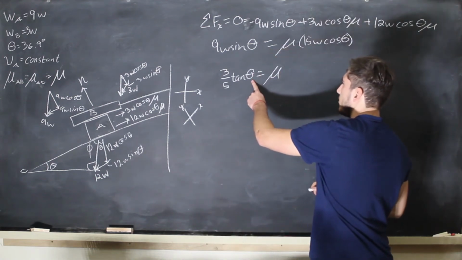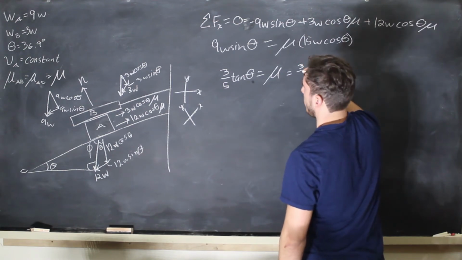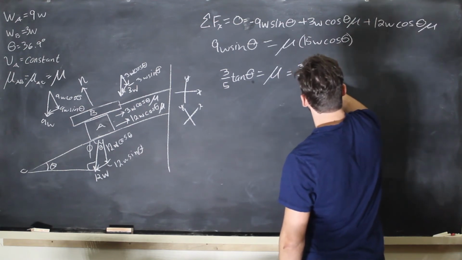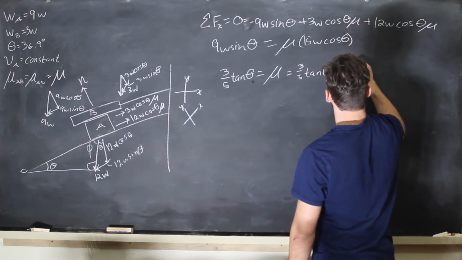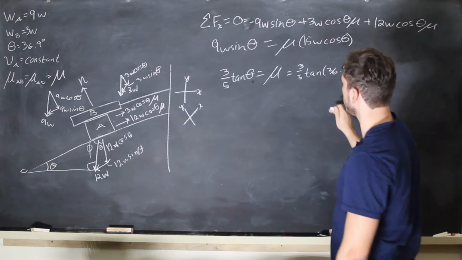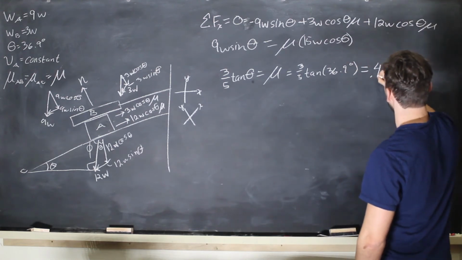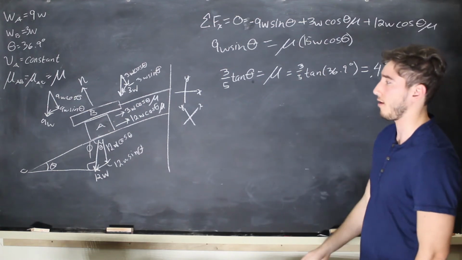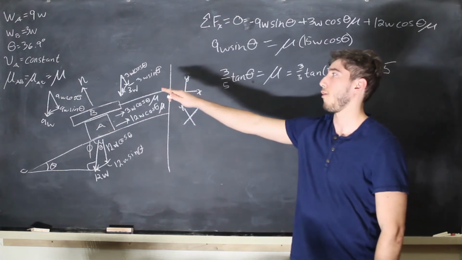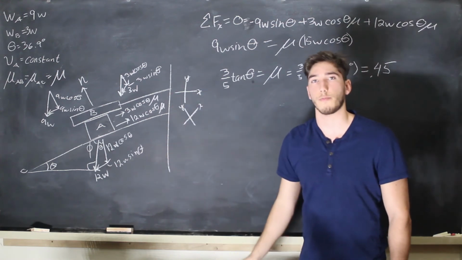Now theta is 36.9 degrees. The tan of 36.9 degrees times 3/5 is going to be equal to roughly 0.45. So that's going to be the coefficient of friction for both the surfaces A and C and A and B. On to the next problem.